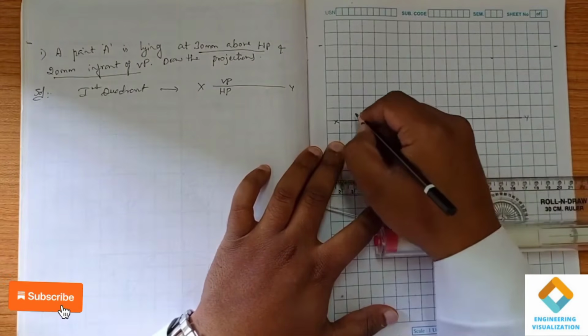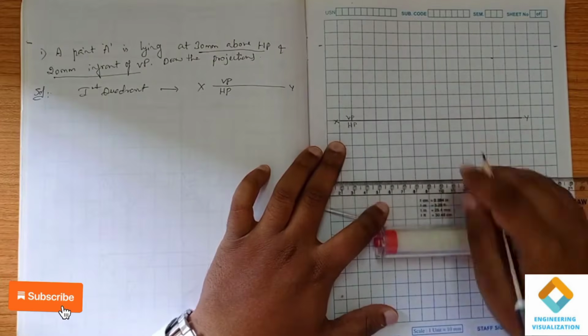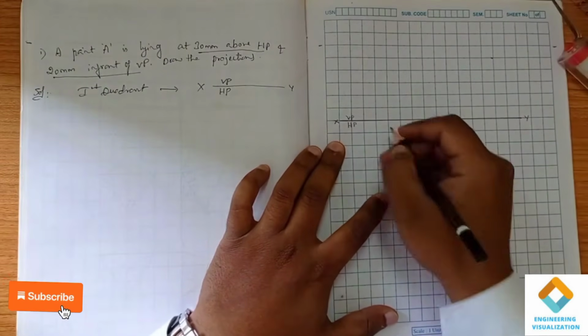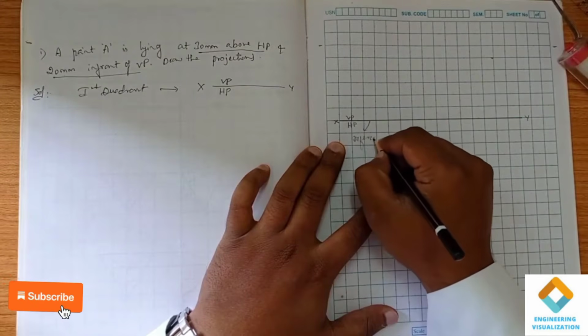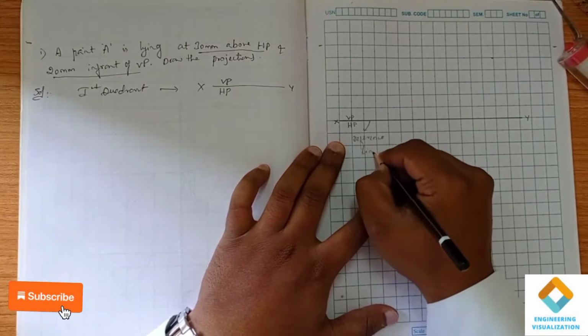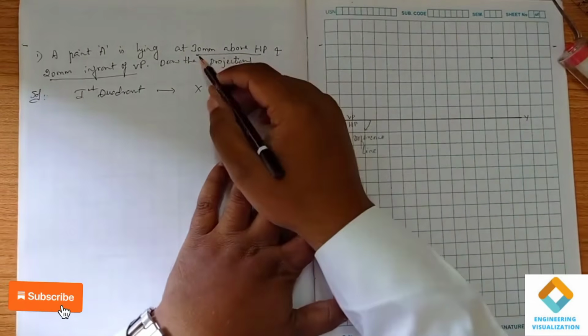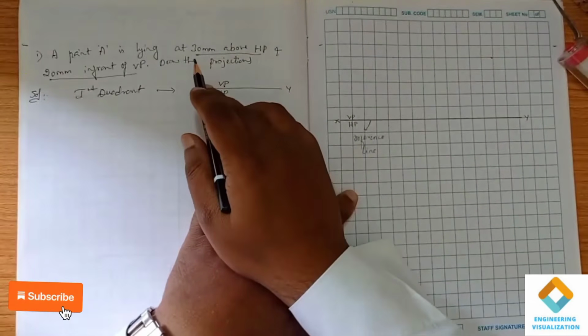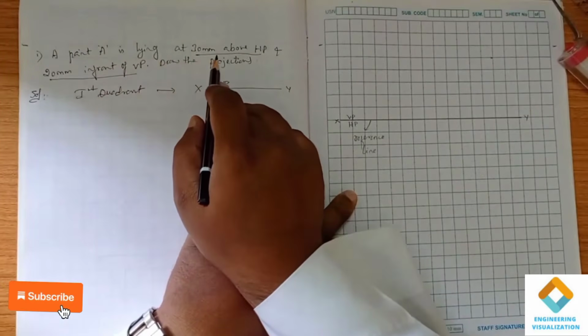That is the reference line. XY, VP, HP. Okay, this is a reference line. Okay, now we have to do the problem. Now we take one by one. Okay, point A is lying at a distance of 30 mm above HP.